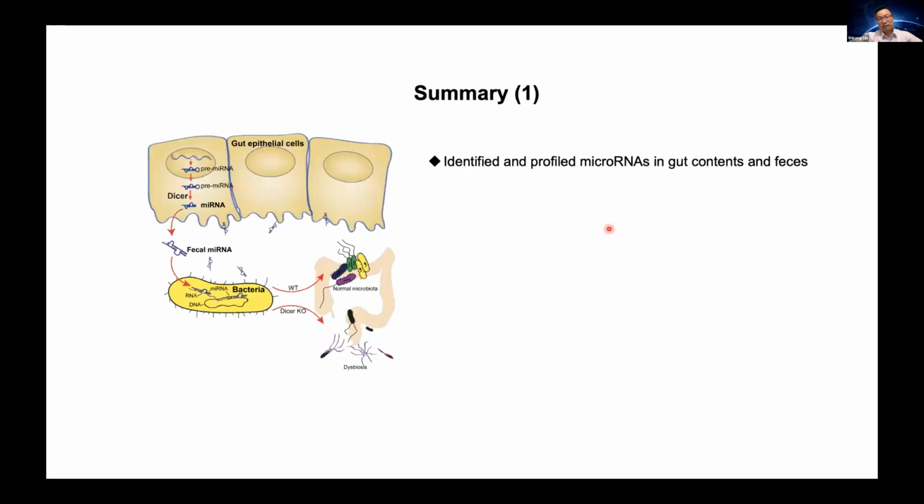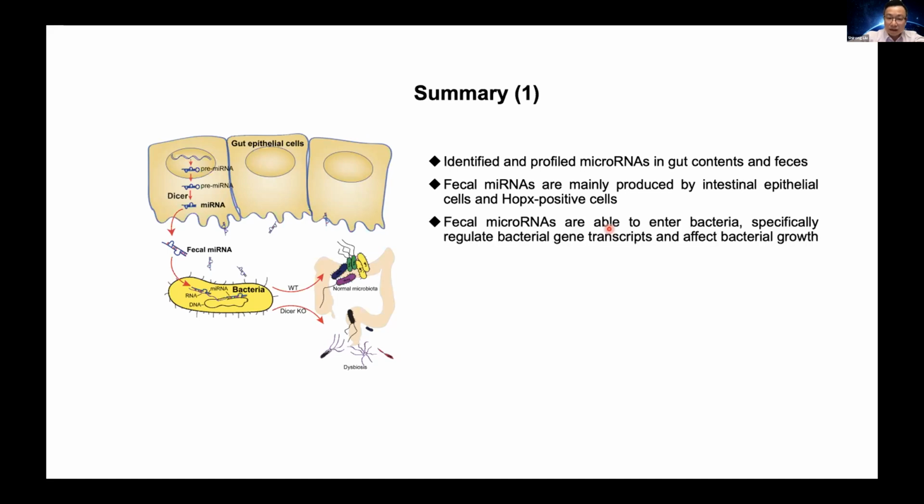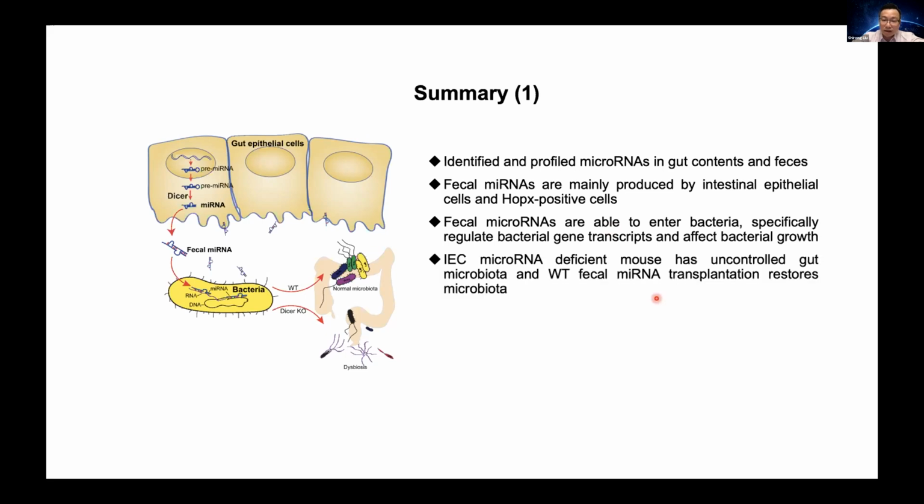So this evidence suggests that we already identified the microRNA in the gut, and we show that these fecal microRNA are mainly produced by the gut epithelial cells, and this microRNA is able to get into the bacteria, specifically regulate the gene expression of the bacteria and affect the growth of the bacteria. And we show that by transferring the microRNA to the recipient, you can change the microbiome.